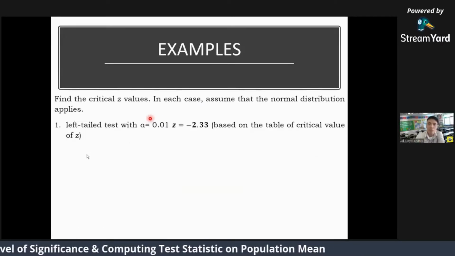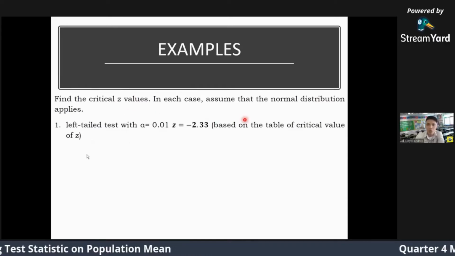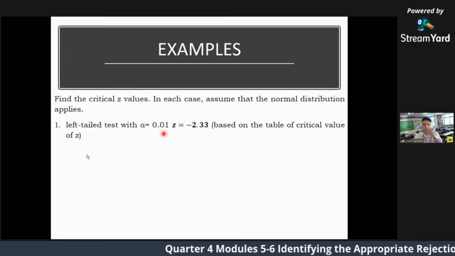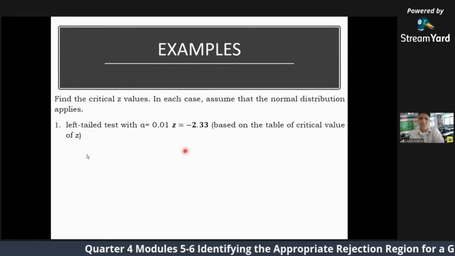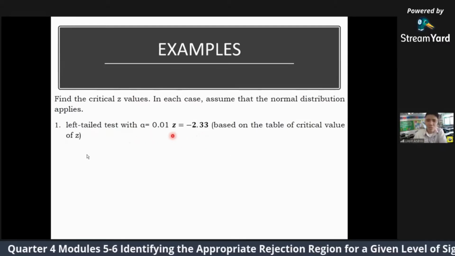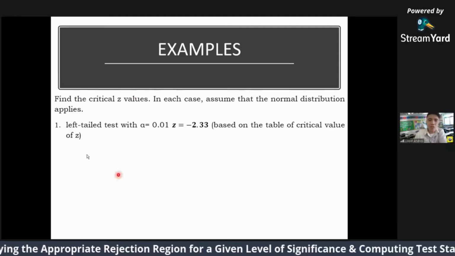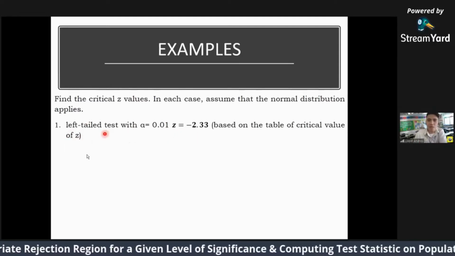So examples ta. Find the critical values in each case. Assume the normal distribution applies. Left tail test with alpha 0.01 and Z is equivalent to negative 2.33. Based sa ato ang given nga left tail siya tapos alpha na to.